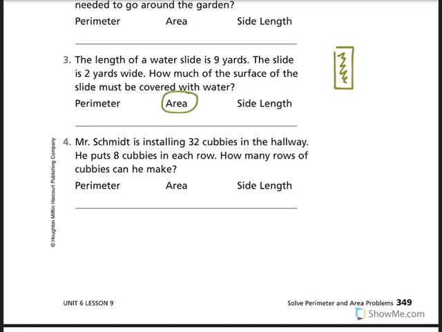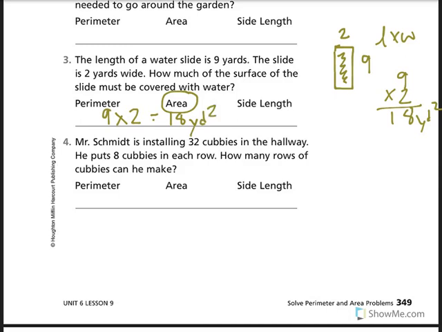So, if we know the length is 9 and it's 2 yards wide, then to find the area, the length times the width. So 9 times 2, or 9 plus 9, right? And that would be 18 yards squared. So 9 times 2 equals 18 yards squared.